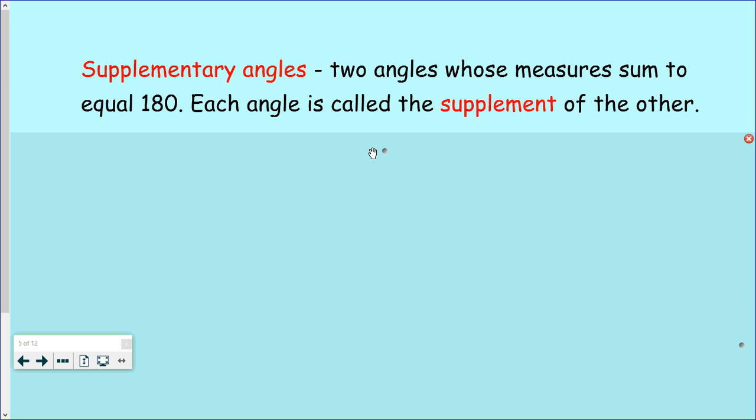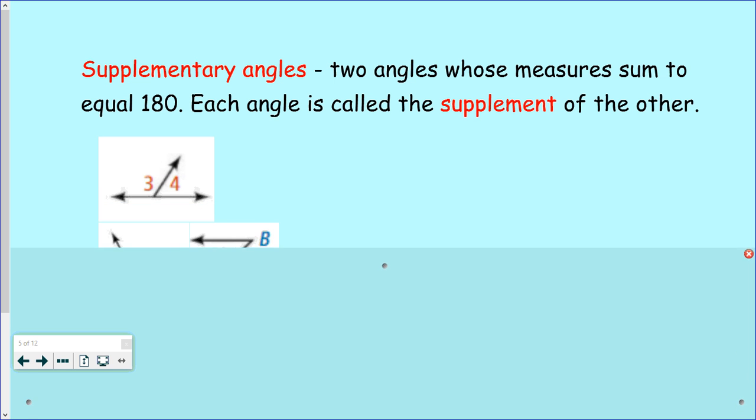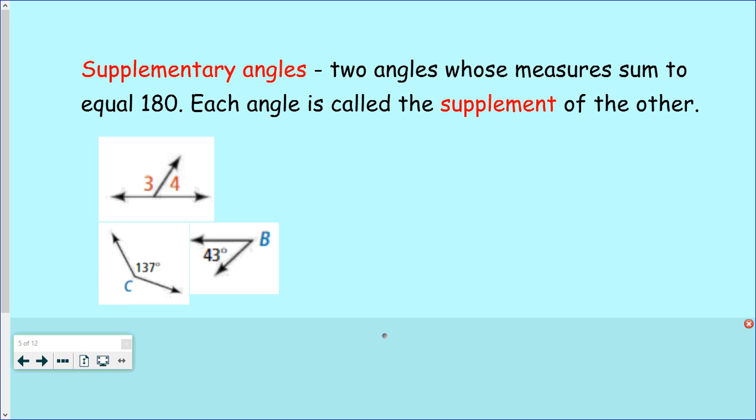The next type, supplementary angles. Two angles whose measures sum to equal 180 degrees. Each of those angles would be called the supplement of each other. So as with complementary, we have two different situations. The two angles don't have to touch at all, like angle B and angle C. Those two angles add to equal 180 degrees, 137 plus 43.